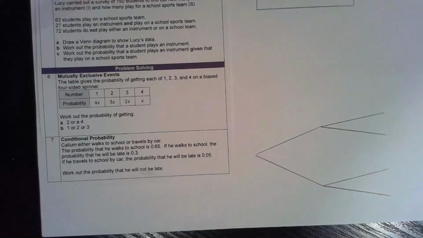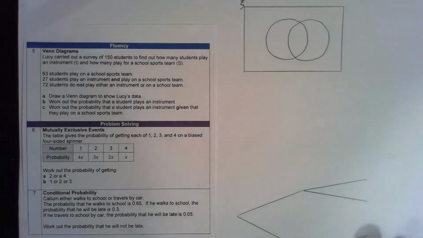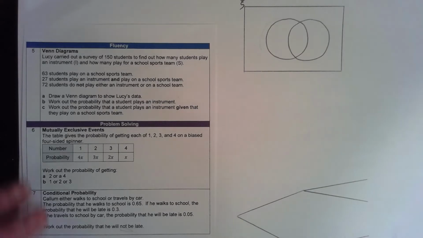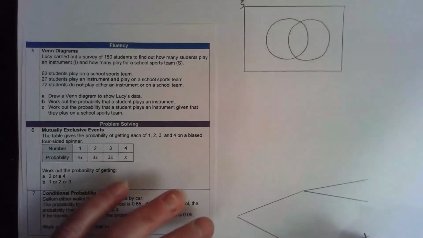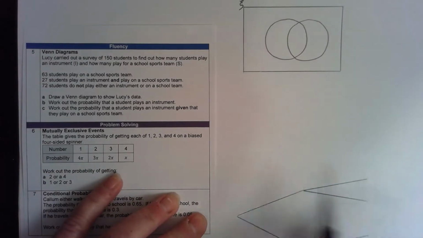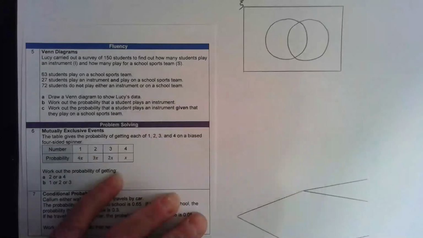Okay, moving on to the next part. Venn diagrams. So we have here, Lucy has carried out a survey of 150 students to find out how many students play an instrument and how many play in a sports team. And we have some information here. The first thing we need to do is to draw a Venn diagram.